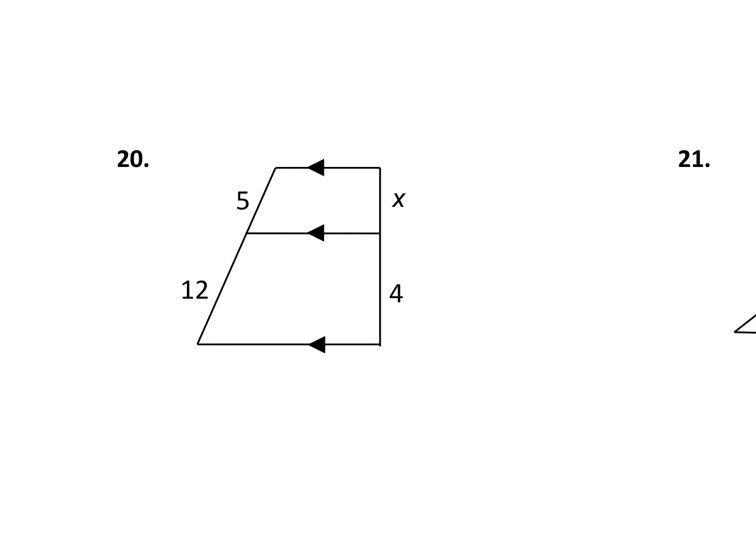Okay, so again, we are going to be using the side splitter theorem here. That theorem says that if a line is parallel to one side of a triangle and intersects the other two sides, then it divides those sides proportionally.